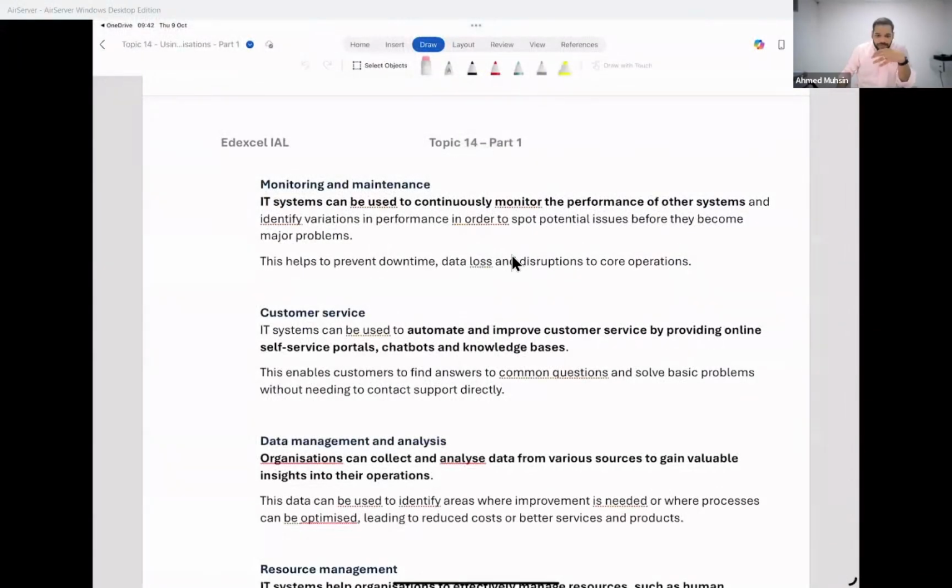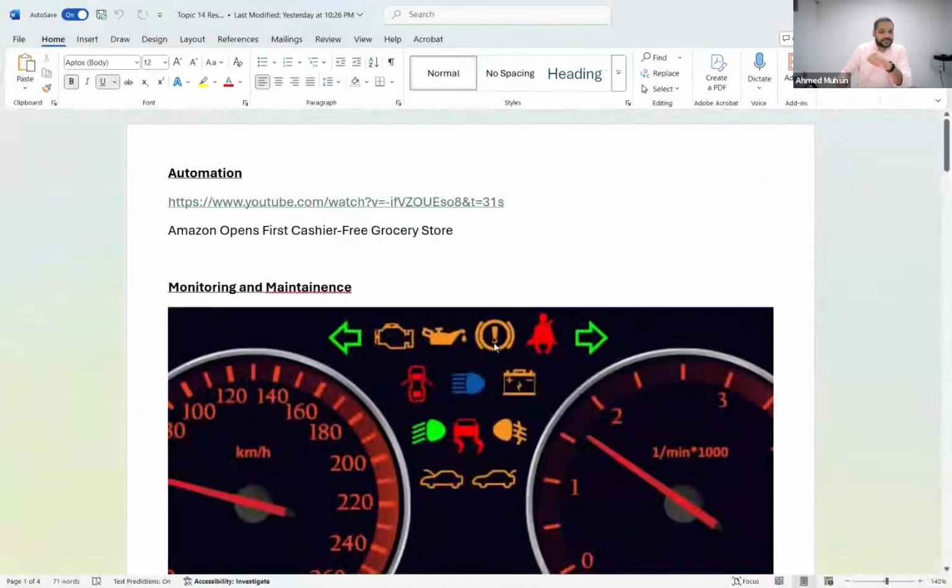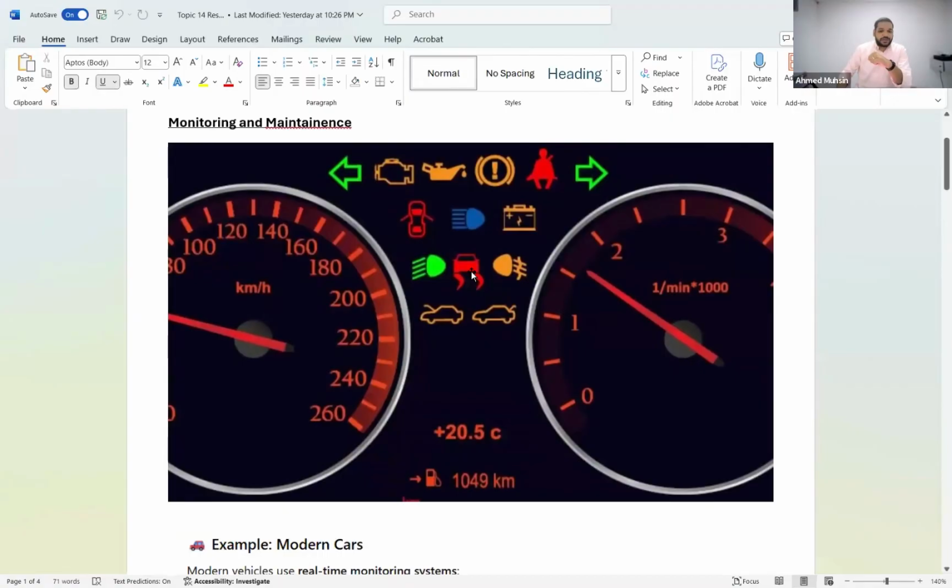Monitoring and maintenance can be used to continuously monitor the performance of other systems and identify variations in performance in order to spot issues that could come up before they actually come up. Okay, so a very simple example. Think about a vehicle. I'm sure all of you have seen a setup like this, right? If you get into a vehicle, we call this the dashboard. When you look at the dashboard, you know the situation of the car.